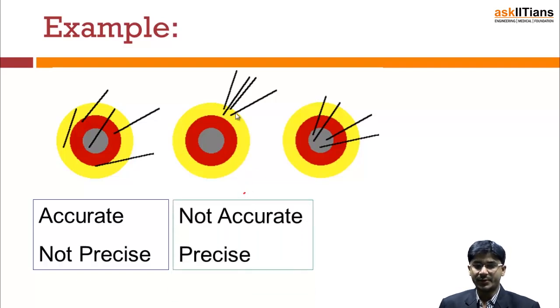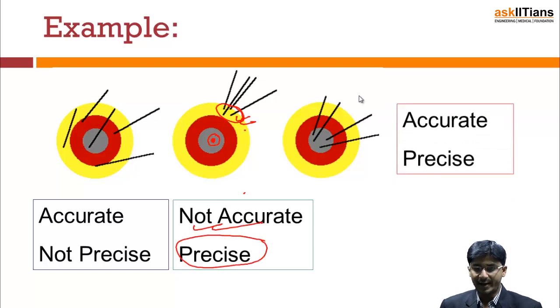This is not accurate, this is not hitting here, this is the bullseye. If someone hits here, he will be more accurate. This is not accurate, but all of the shots that the person is hitting are in a close region. So he is precise but not accurate.